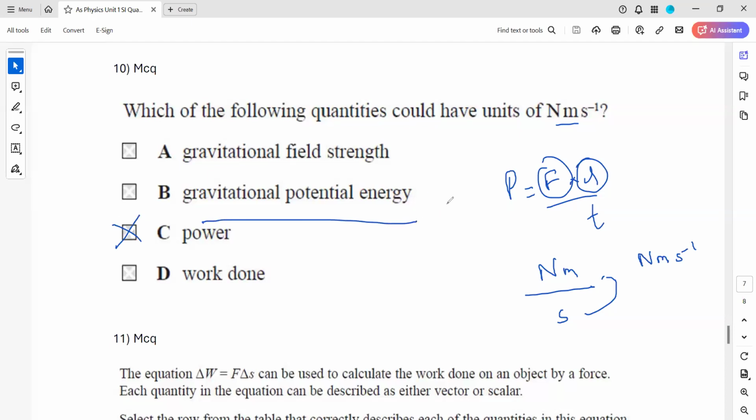This is gravitational potential energy, and the unit will be joules or newton meter. Gravitational field strength will be newton per kilogram. Work done will also be newton meter or joules. Joules is equivalent to newton meter. So in any form of energy, you can use joules or newton meter. It's the same thing.